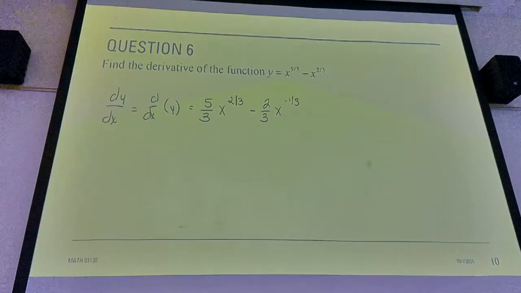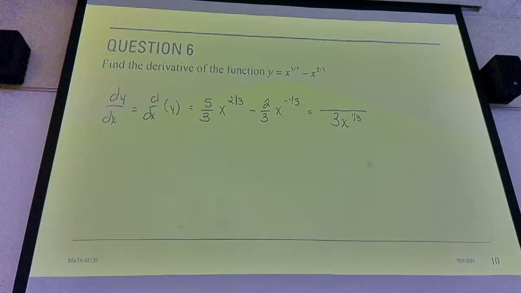I'm not going to keep it that way, though. Because I see a negative exponent. Factor out x to the minus 1/3. 1 over the 2/3. The nice thing is they also both have a common denominator, 3. So 3x to the 1/3 in the denominator.